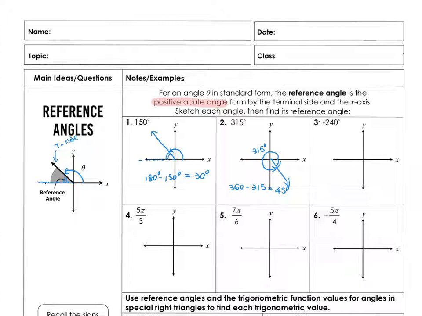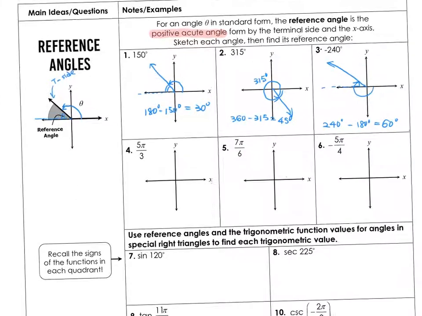Next one is negative. Pay attention to signs. Negative is clockwise. So I swing over. That's my negative 240. Then the x-axis associated with it is 180. So I just use 240 minus 180. 60 degrees is my reference angle. Got it? So very easy.